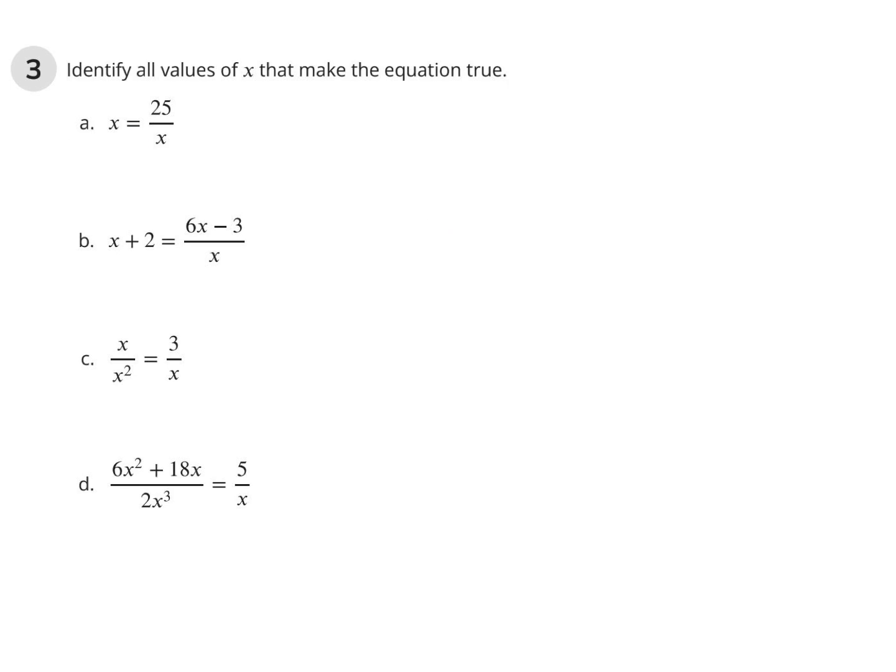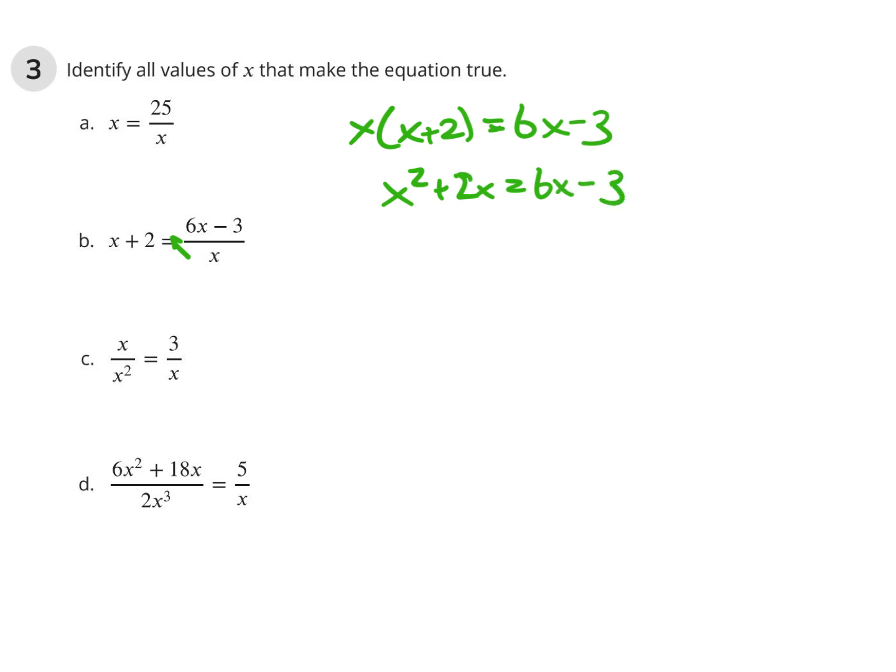Okay, for B, cross multiplying again. We get x times x plus 2 equals 6x minus 3. Distributing, we get x squared plus 2x equals 6x minus 3. Because this has a square in it, I'm going to have to move everything to the right side, make it equal to 0, so that I'm solving a trinomial.